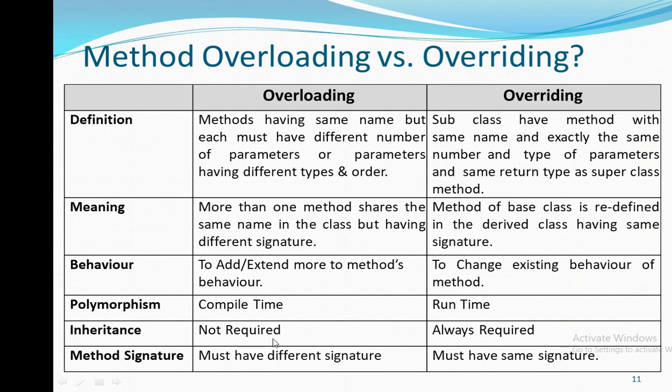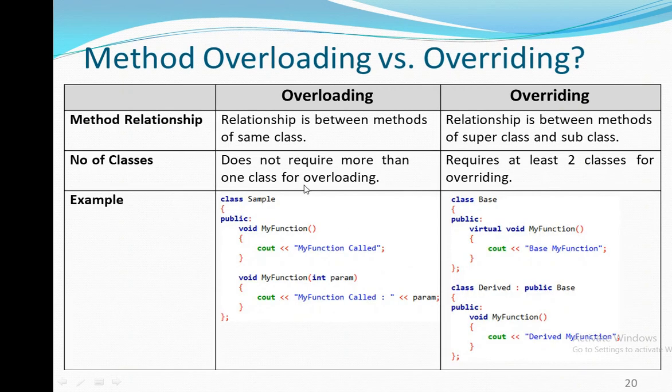Inheritance is not required in overloading because it happens in only one class. Overriding always requires inheritance. It happens in multiple classes. Overloading must have a different signature. Overriding must have the same signature. There are some other differences. Method relationship: in overloading, the relationship is between methods of the same class. In overriding, the relationship is between methods of the superclass and subclass. Overloading does not require more than one class, while overriding requires at least two classes.